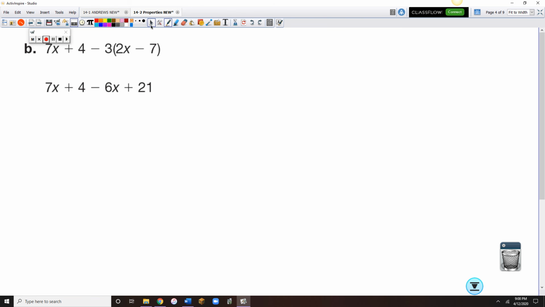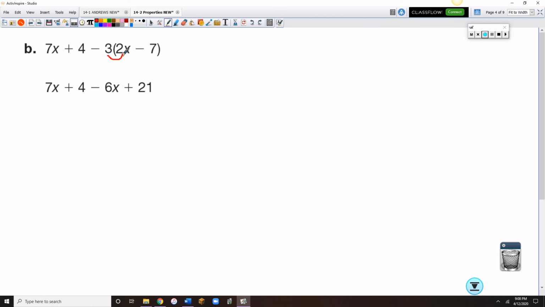All right, our next example. Again, let's just look one line at a time. Okay, so 7x plus 4 minus 3 times 2x minus 7 in parentheses. So the difference I see, let's see, 7x stayed the same. The plus 4 stayed the same, minus 9. Oh, here's where the difference is.